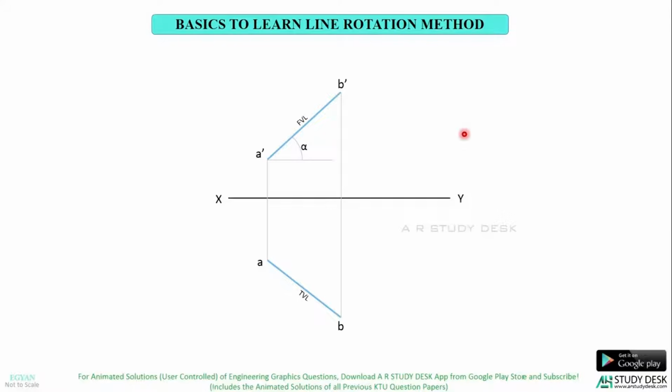Therefore, angle alpha is the apparent angle made by the front view length when the line is inclined to both the reference planes. So what about the angle made by the top view AB? It is represented as beta, where beta is the apparent angle made by the top view of the line when the line is inclined to both the reference planes. Hope this is very clear to you so that we can move to the line rotation method.